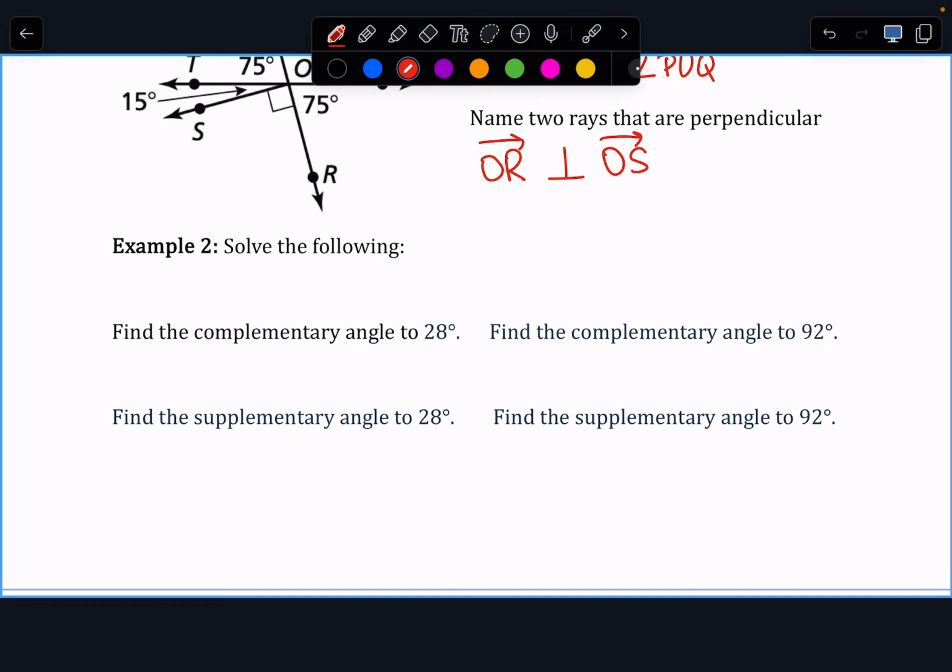How do you find the complementary angle for 92 degrees? You can't. Negative 2. Ethan, that's not an angle. That's why I put no solution. I put no.